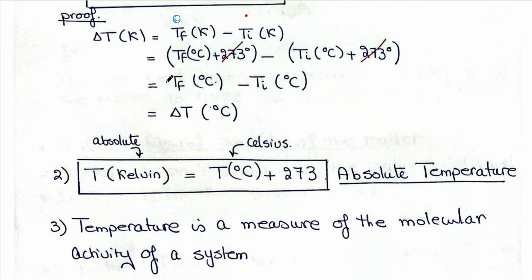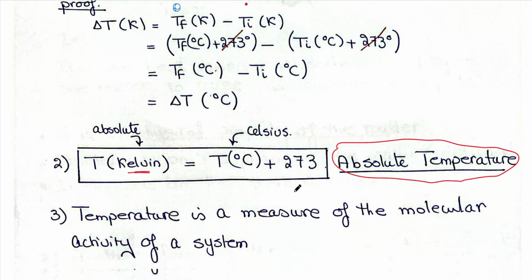But if you have only temperature, you use the absolute temperature. The absolute temperature is the temperature in Kelvin. You take the temperature in Celsius and add 273.